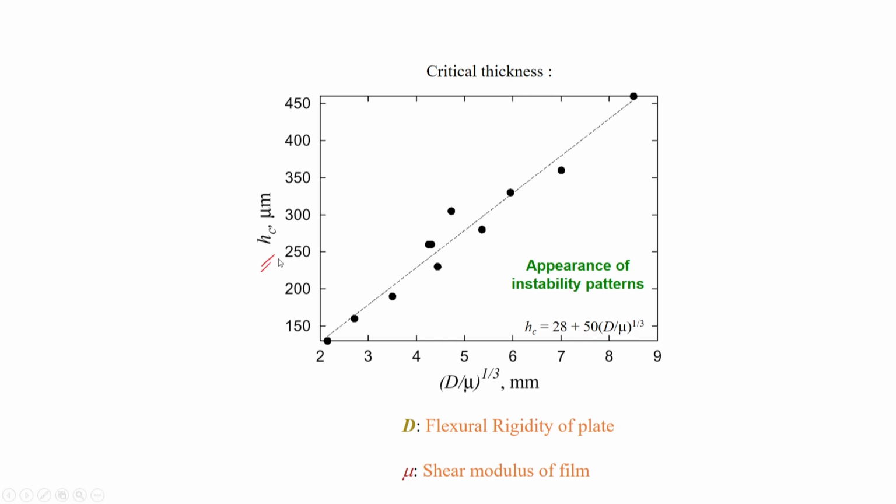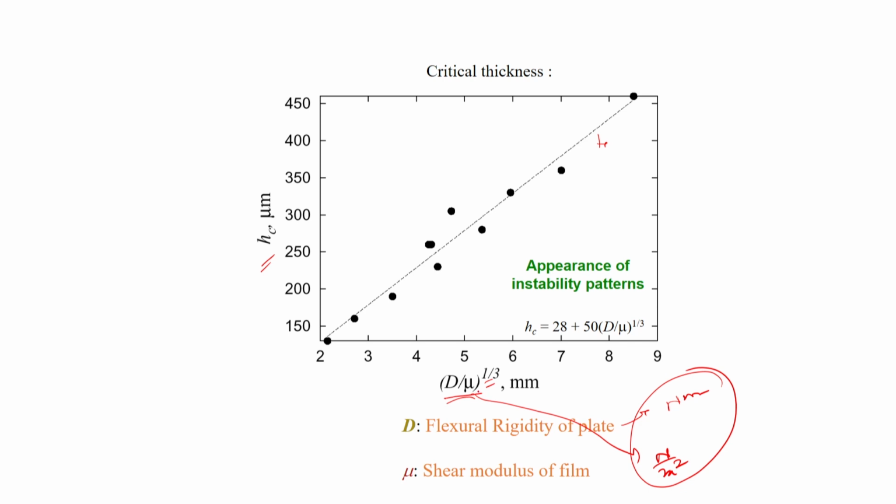If the film thickness is smaller than this line, the critical thickness, the instability appears, otherwise not. So, in this case, the critical thickness scales as this particular quantity. D is the flexural rigidity of the plate, with unit Newton meter, and mu is in Newton per meter square. So, this is the modulus of the elastic film. The ratio of that is meter cube, and to the power 1 by 3, it is meter.